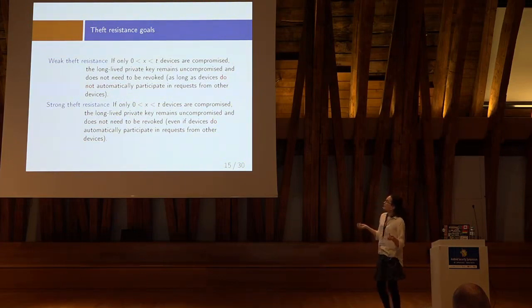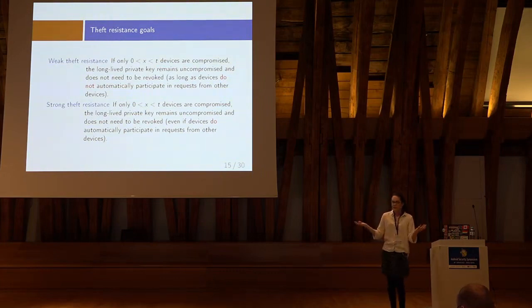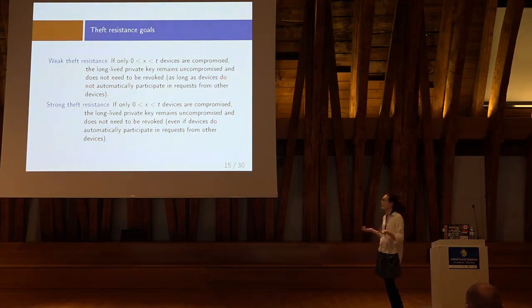And so weak theft resistance is this idea that if you have a whole bunch of devices and they all automatically participate in requests, can an attacker recover your private key? And so in the Shamir secret sharing scheme, the private key gets regenerated in memory, which means if an attacker can send out a request and get it accepted automatically, then they can also use it to just regenerate the private key. That's the result of that operation.